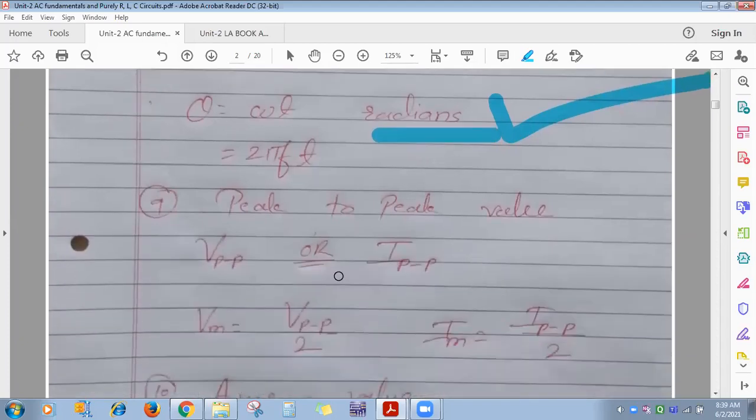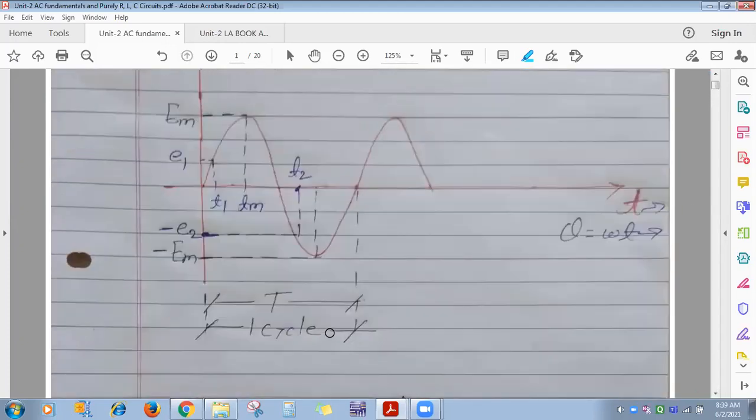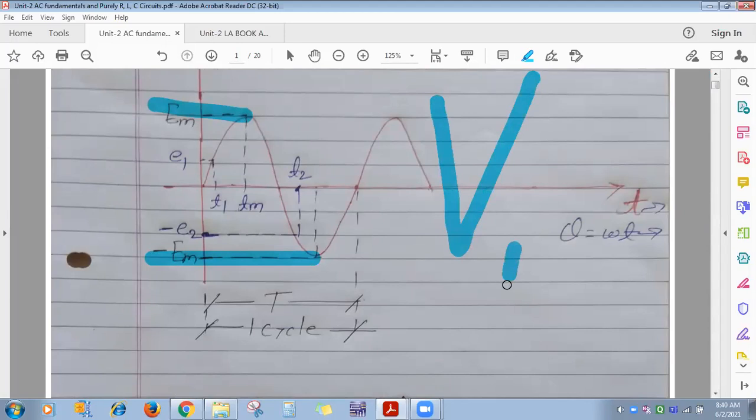Then peak to peak value. All of you know it. This is the negative peak here, and here it is the positive peak. From the negative peak to the positive peak is called peak to peak. It is denoted by capital V suffix peak to peak, capital I suffix peak to peak. Suppose the peak is 5 volt. So what will be the peak to peak value?